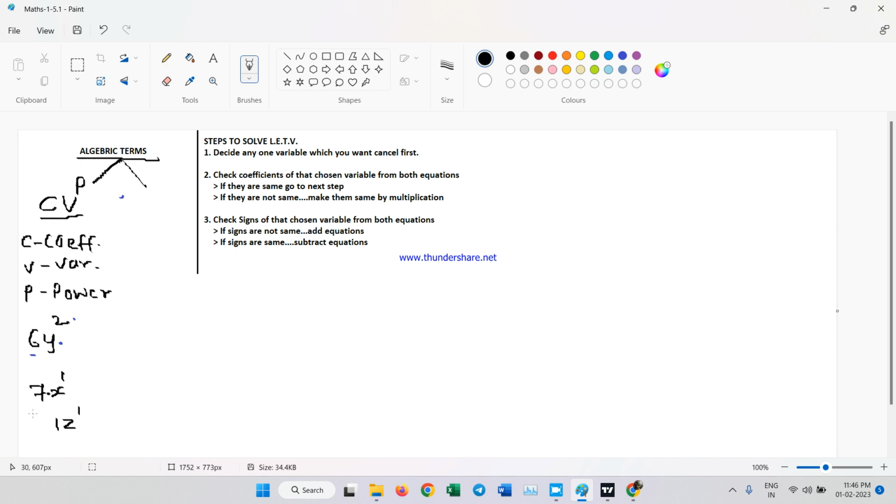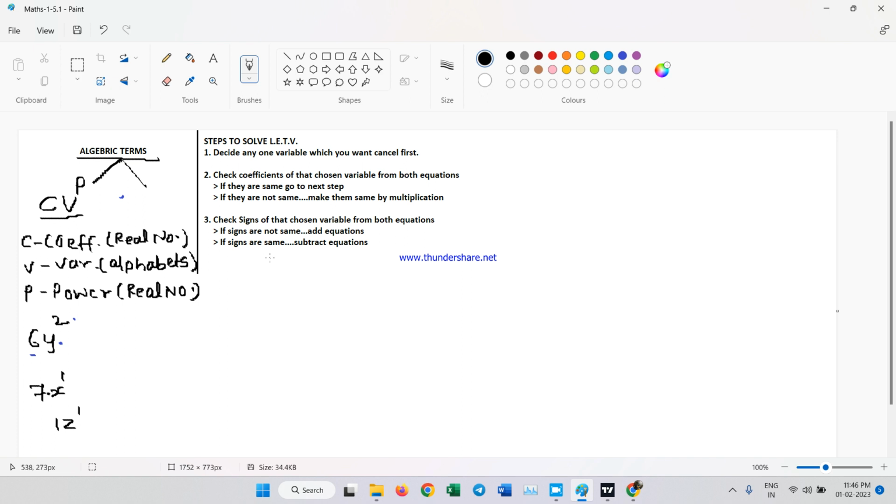Okay, if I would like to tell you some more details about the validation of CVP, then the coefficient can be any real number. Coefficient can be any real number, as well as your power can be any real number. Okay, power can be any real number, and at the place of variable there will be alphabets.